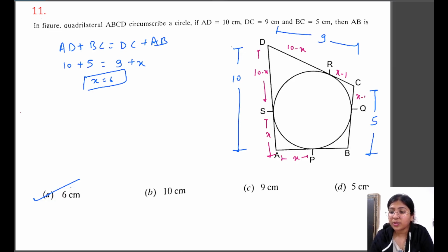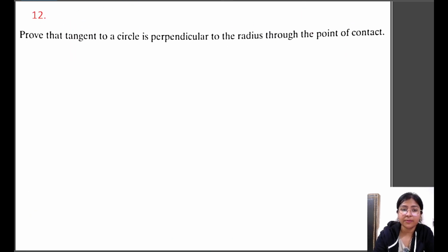If this is x minus 1, this is also x minus 1, length of the tangent drawn from external point. If this is x minus 1, this must be how much? 6 minus x. Yes or no? Because if you do x minus 1 plus y equals to 5, the value of y will be 6 minus x. So from this, we can directly write PB is also equal to 6 minus x, the length of the tangent drawn from an external point. The total length AB will be x plus 6 minus x, which will be equal to 6. Very easy question for you. Okay, now move to the next question.